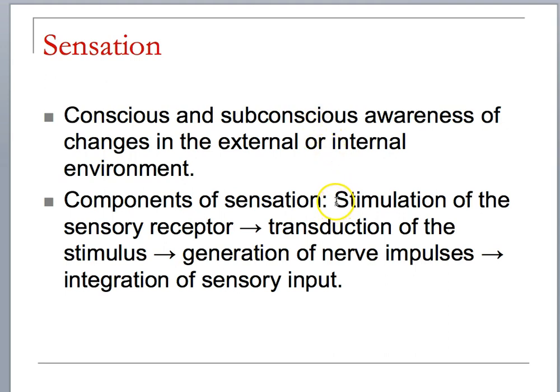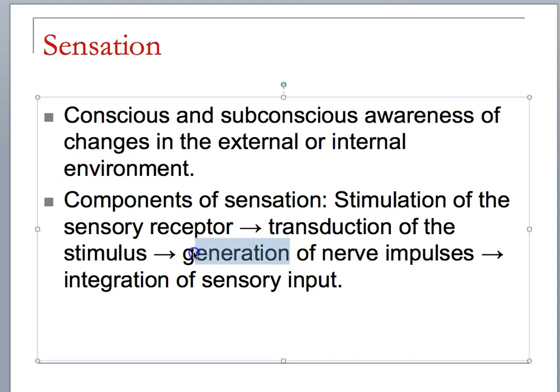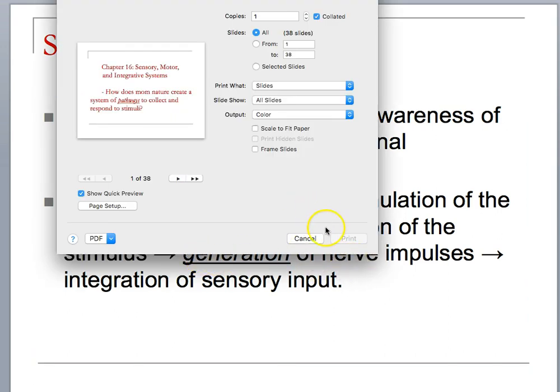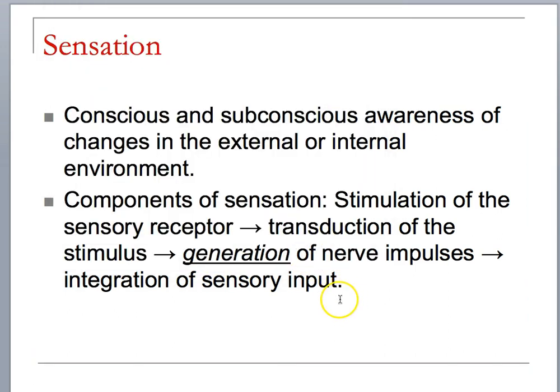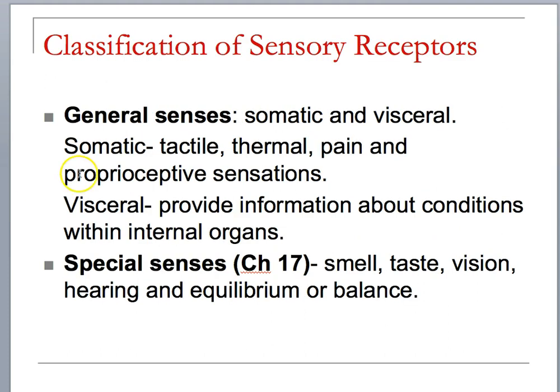This stuff you understand. There's going to be some stimulation of our sensory receptor. We're going to transduce that stimulus. We're going to generate a nerve impulse. Notice now we're using the word generation and not depolarization. And what you see here is it's going to go to an integration point, and we'll think about what integration means in a second. General senses.